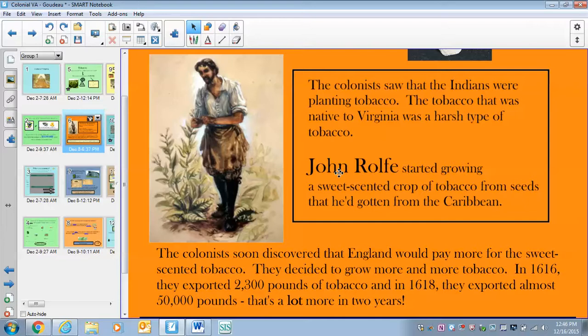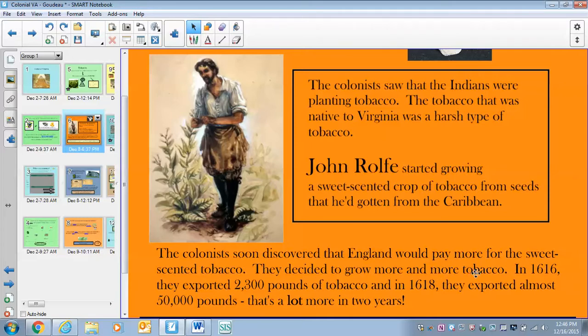And because it's habit forming, it's almost a drug. It is a drug. At that time, they didn't know that, of course. They became addicted to this sweet smelling tobacco, which means people like John Rolfe, and you saw in the video George Washington and Thomas Jefferson, were able to make a ton of money. See here, colonists soon discovered that England would pay more for the sweet scented tobacco. They decided to grow more and more tobacco because they're making money off of it.